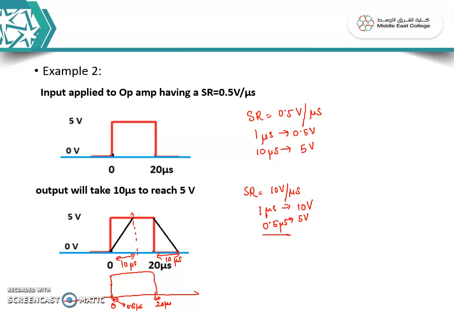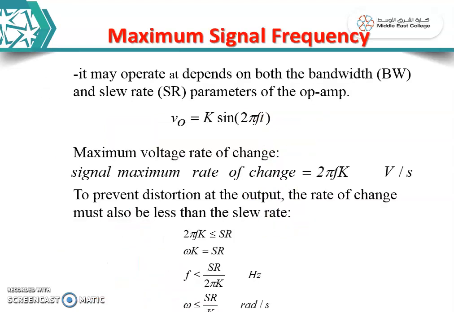Now, the concept of slew rate will help us to find out something called the maximum signal frequency for which you can work your operational amplifier. So what is maximum signal frequency? Because slew rate and maximum signal frequency usually come together. So the maximum signal frequency of an operational amplifier depends on both the bandwidth and the slew rate of an op-amp. Now let us see how we calculate the maximum signal frequency of an op-amp.